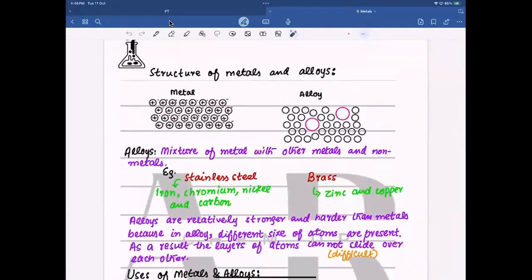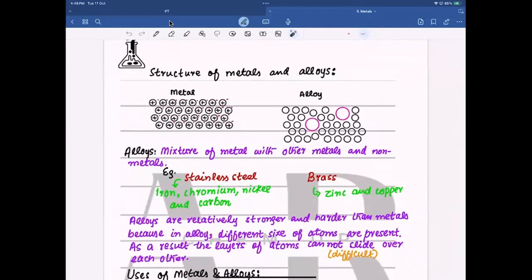If the examiner asks the comparative strength of alloy and metal, you have to answer it in this way: alloys are relatively stronger and harder because of the different sizes of atoms present in their structure, and that makes layers difficult to slide over each other.